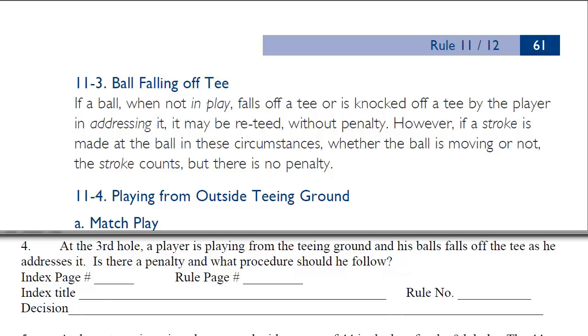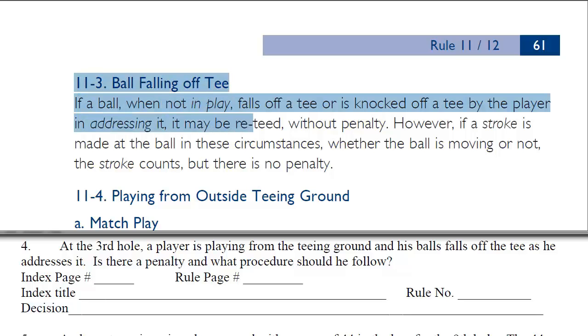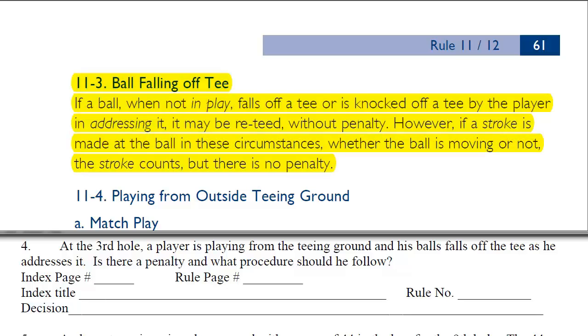Okay, on page 61 we find 11.3, ball falling off a tee. If a ball, when not in play, keyword not in play, falls off the tee or is knocked off the tee by the player in addressing it, it may be reteed without penalty. However, if a stroke is made at a ball in these circumstances, whether the ball is moving or not, the stroke counts, but there's no penalty. Well, the second part doesn't apply to our question, but the first part does.